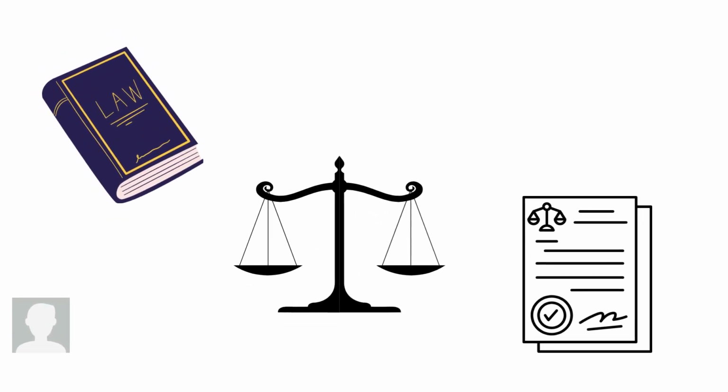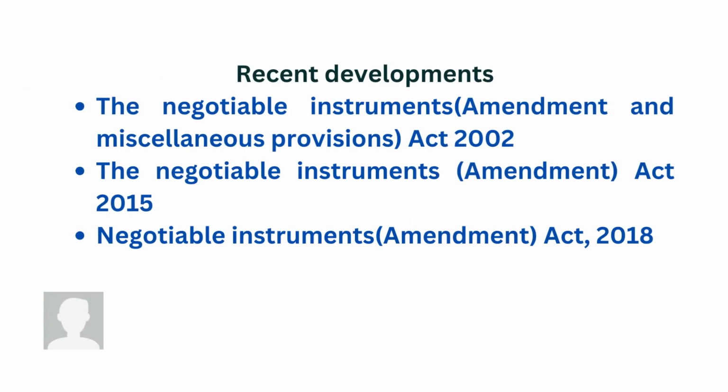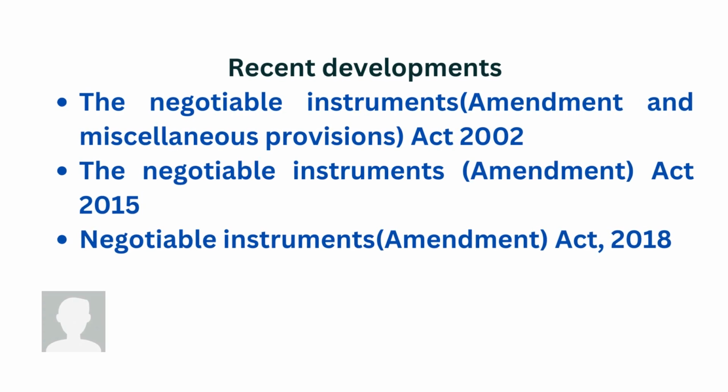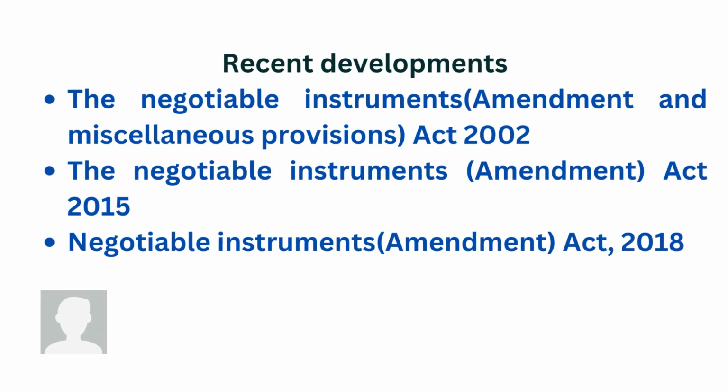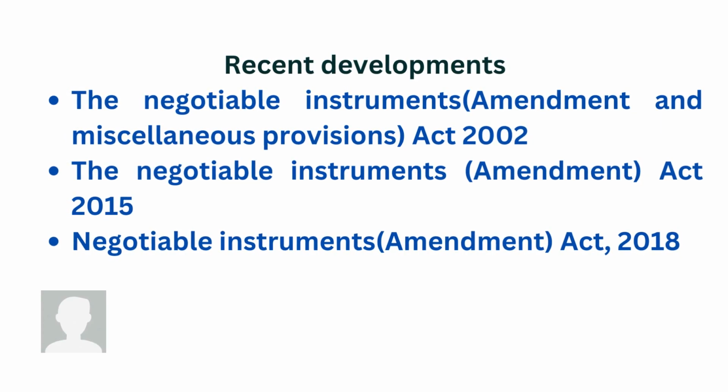Recent developments of Negotiable Instruments Act 1881. The act was amended several times. The recent three amendments made in the Negotiable Instruments Act were the Negotiable Instruments Amendment and Miscellaneous Provisions Act 2002, the Negotiable Instruments Amendment Act 2015, and the Negotiable Instruments Amendment Act 2018.